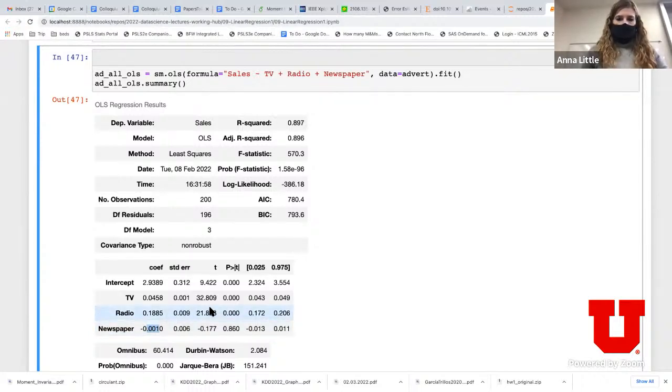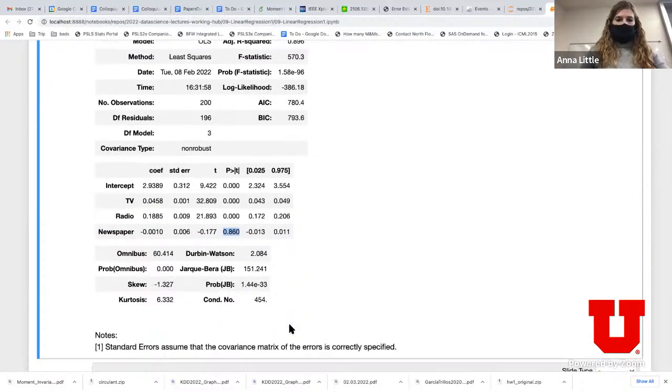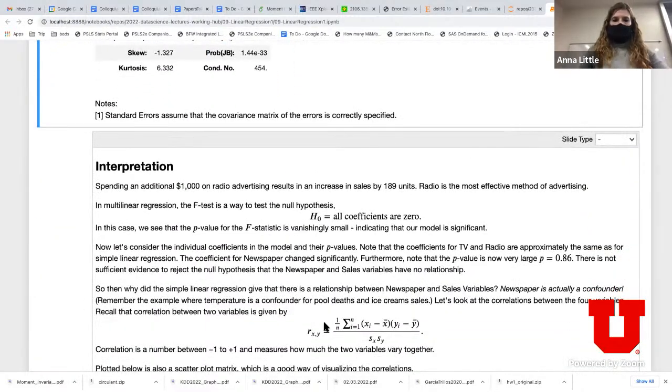But it's also helpful here to look at these p-values. We notice that for TV and radio, they're significant, but now the p-value for newspaper has gotten really large. So when we did the model incorporating all 3 of these variables, the p-value looking at the coefficient for newspaper got really large. So this sort of confirms radio is the most effective method of advertising in terms of the most bang for your buck.